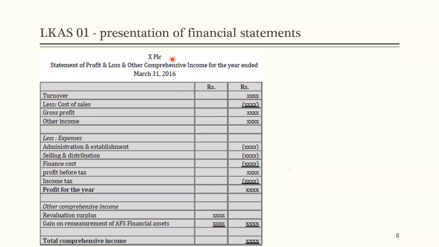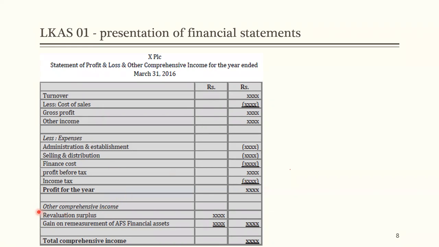And in P&L and OCI, right, in the profit or loss statement, we need to present at least these line items, right? Turnover or revenue must be shown, cost of sales, gross profit. Separately these line items we need to present, right? Expenses, profit before tax, tax amount, profit for the year amount, right?